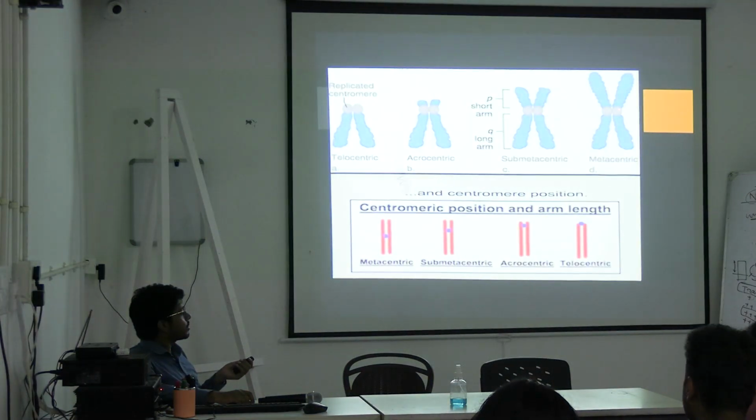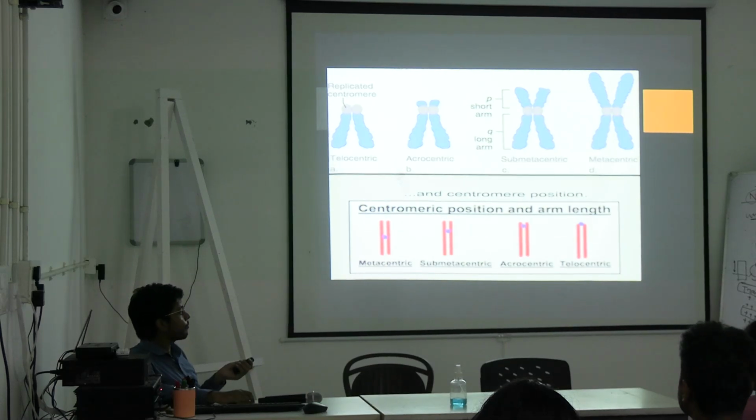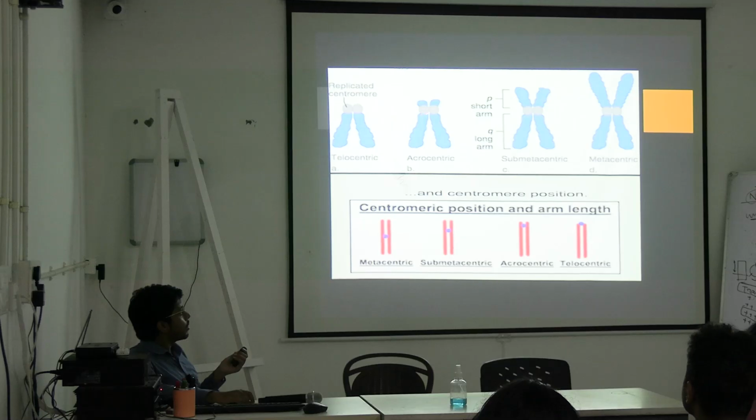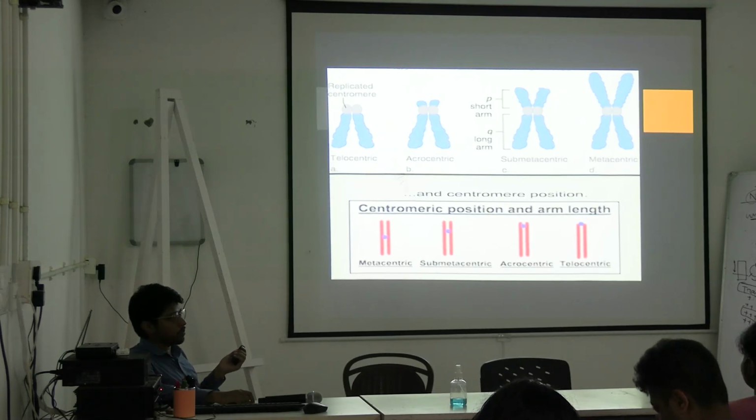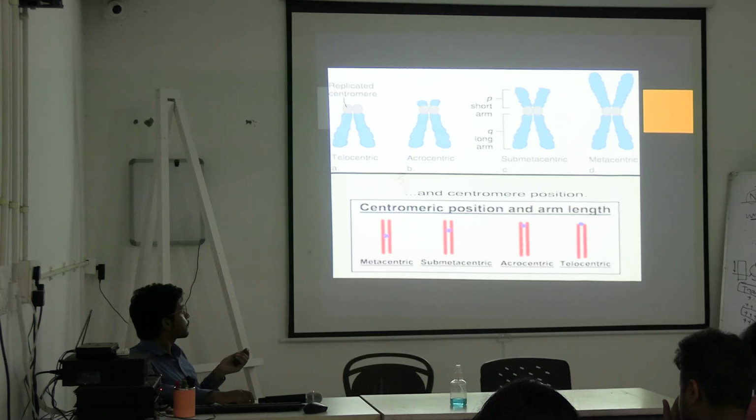In metacentric, centromere position is at the midpoint, then submetacentric, here there is short arm P and long arm Q. Acrocentric, short arm is very short and long arm is very long, and this is telocentric, here no short arm, only long arm.